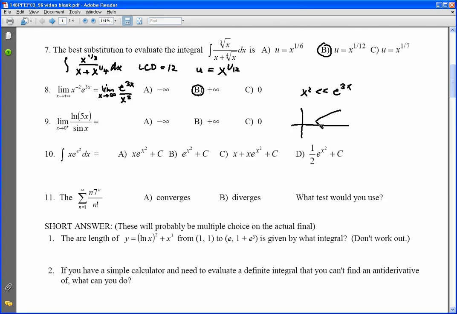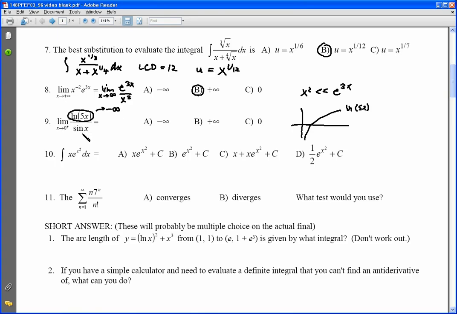Your log function looks like this, and this goes down to minus infinity. That's ln of x, and ln of 5x is going to be a little bit different. It's going to be a horizontal compression because you've got a multiplication factor inside. So let's see, this guy up here is approaching minus infinity.